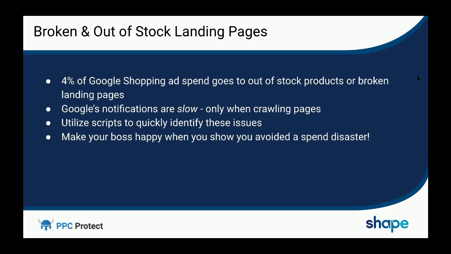There are scripts that you can use for that, which I'll touch on in a minute, which make the whole process a lot faster. But just relying on Google automatically telling you, you could blow through a day, 2 days, 3 days worth of budget. If you're working with 50 grand, 100 grand a month, that's a lot of money that's going to be going to that page and is going to be completely wasted. Like I say, scripts are great for identifying these. We'll touch on those, and then obviously make your boss or your client or whoever controls you very, very happy when you're avoiding a disaster.